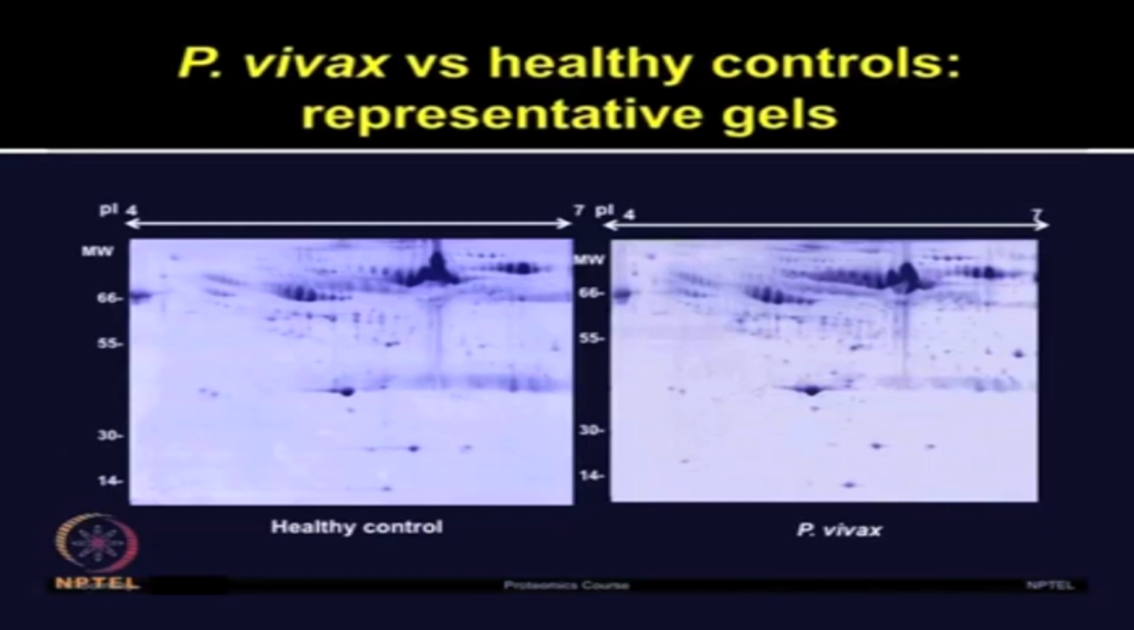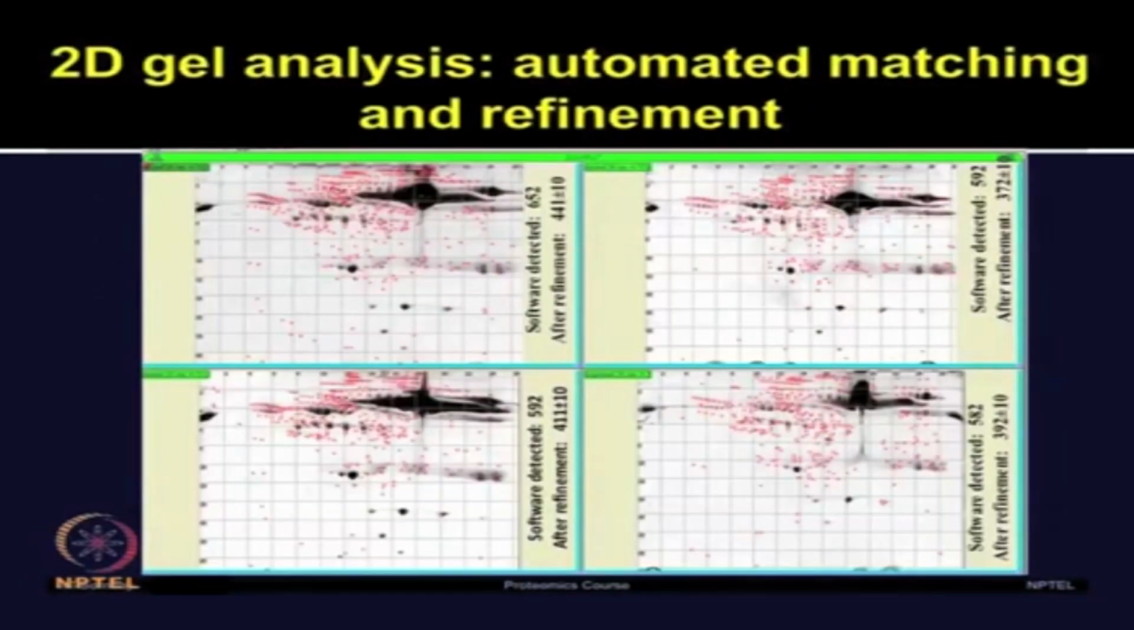These samples, as you can see, showed a large number of protein spots resolved on these gels. After separating these protein samples on the 2D gels from various patients and controls, the most challenging task was the data analysis. So, automated matching as well as manual refinements were performed to obtain how many spots are significantly modulated due to vivax infection.